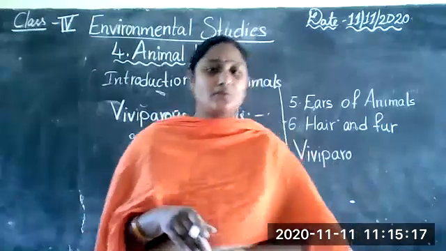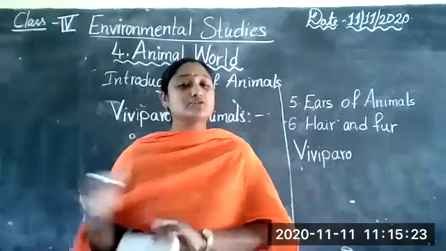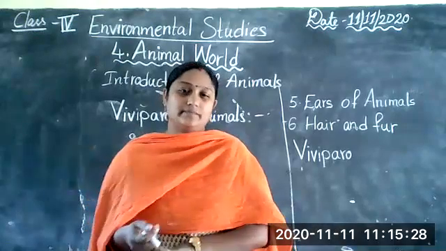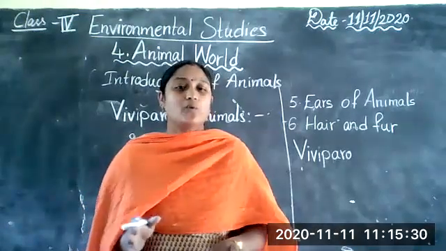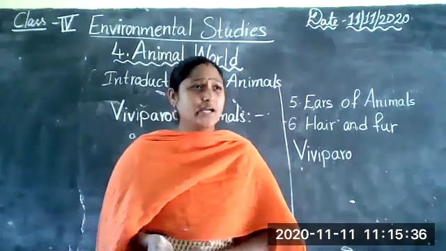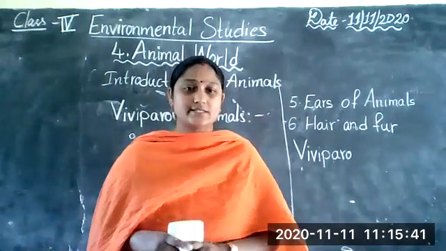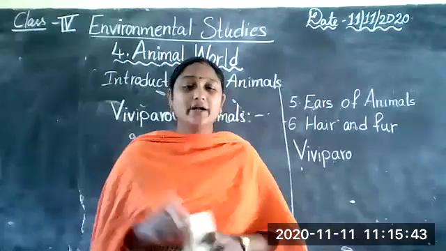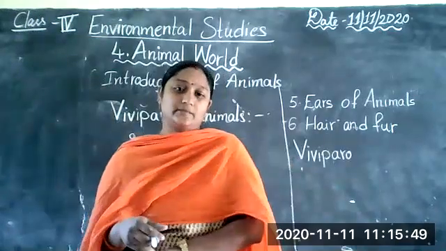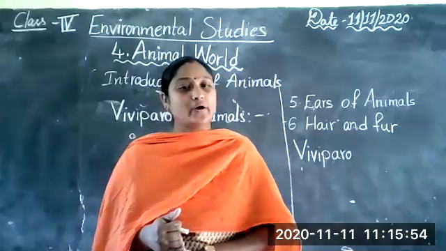Cow, for example. Cow does not lay eggs. Cow directly gives birth to a young one. Am I correct, children? Cows directly give birth to young ones. What is the baby animal of a cow? So cows do not lay eggs. Did you understand, children? Cows do not lay eggs, not incubate, directly give birth to young ones. Did you understand all the children what I am telling you?